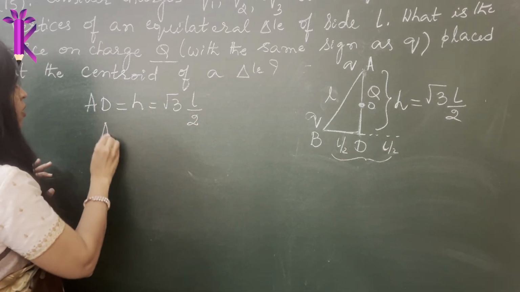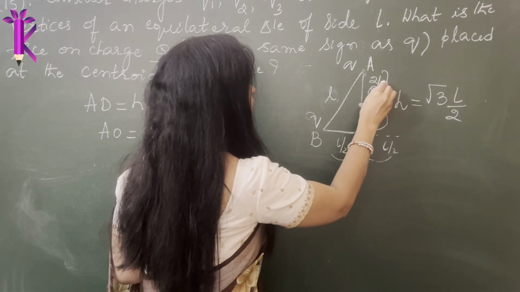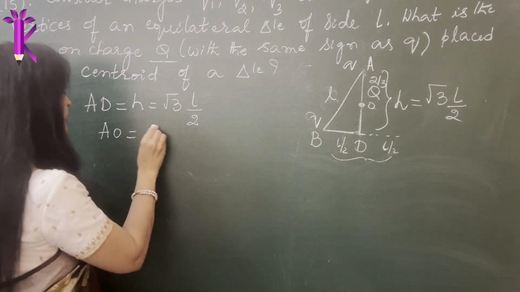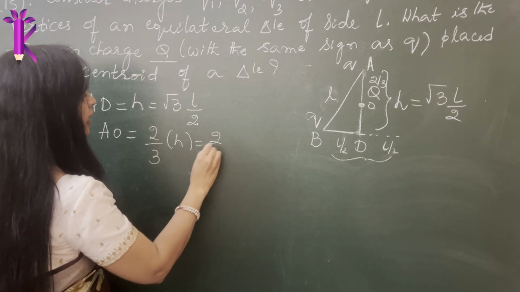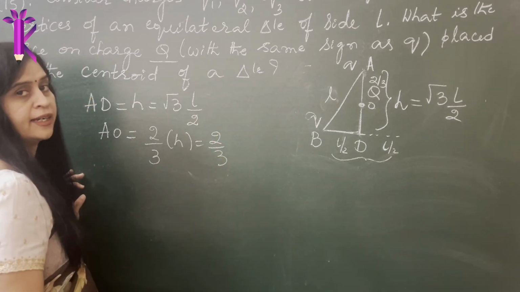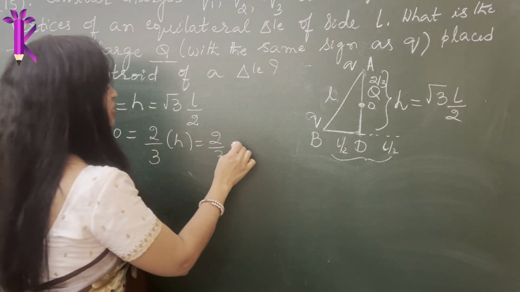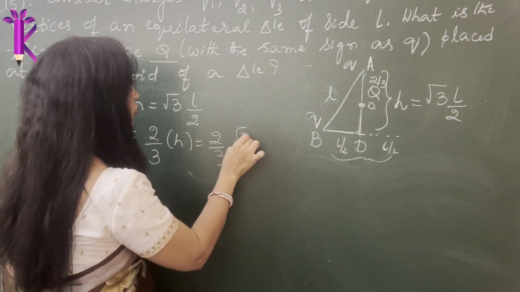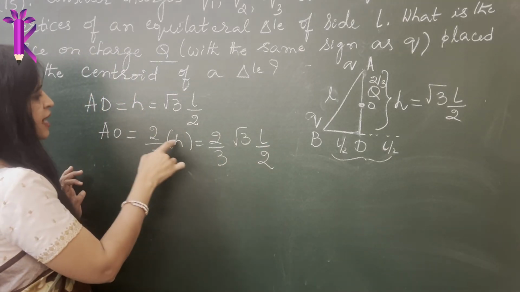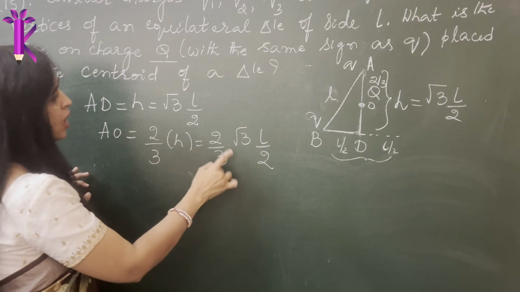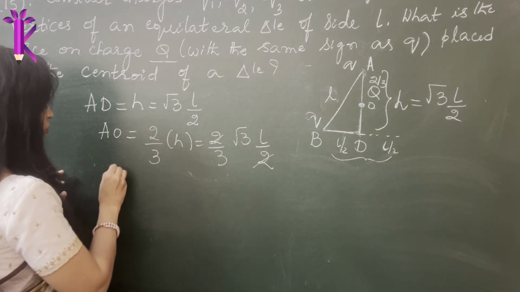But what is AO? AO I already told you, this will be 2/3 of the entire line. So it is 2/3 of H or 2/3 of AD, 2/3 of the entire line. That's how a centroid divides the perpendicular bisector, which is nothing but 2/3 into root 3 L by 2. We have substituted the value of H or AD. So how do you do this? 2 and 2 get cancelled. Root 3 and you have 3. How do you write this?